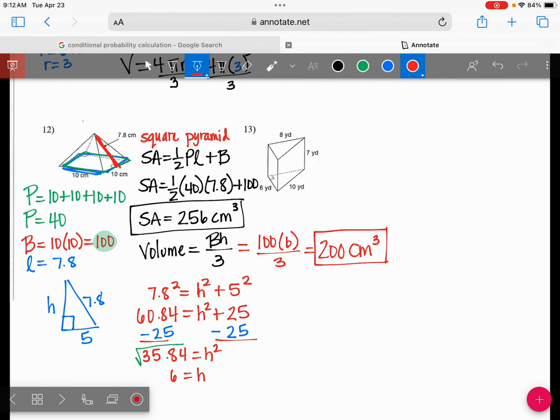I'm going to go ahead and zoom out so you all can see that. And then I'm going to erase that, and we can do 13. Again, all of the formulas will be on the formula sheet, so you don't have to memorize any formulas. Does anybody need more time to copy down 12? All right, let's do 13.